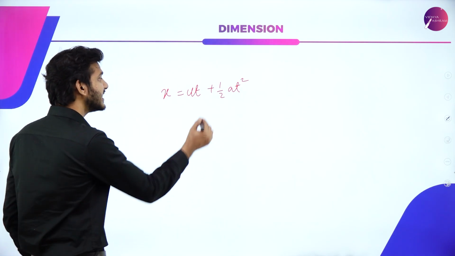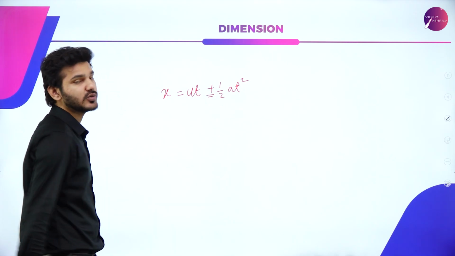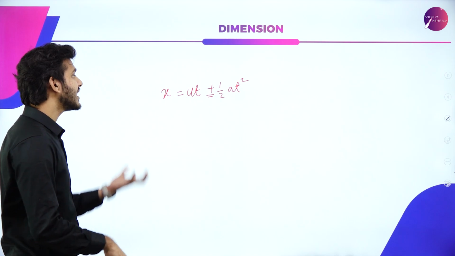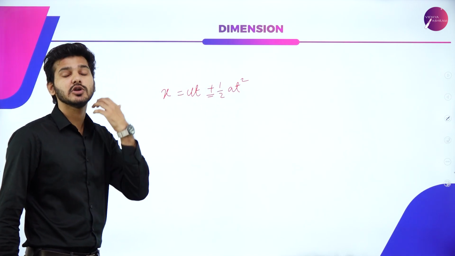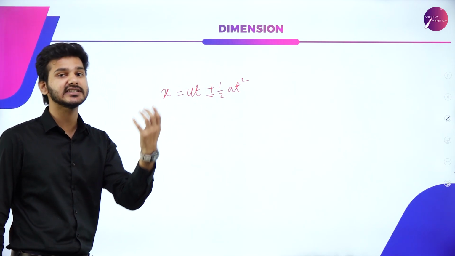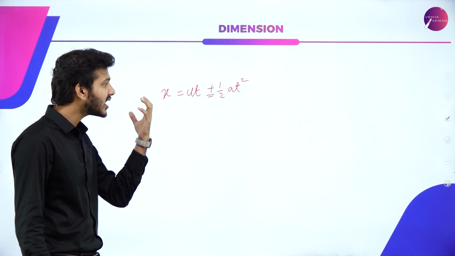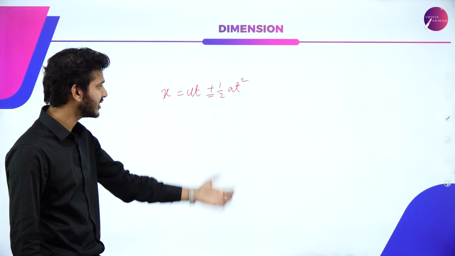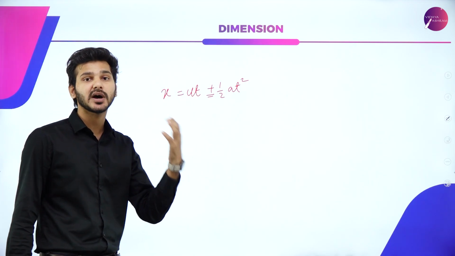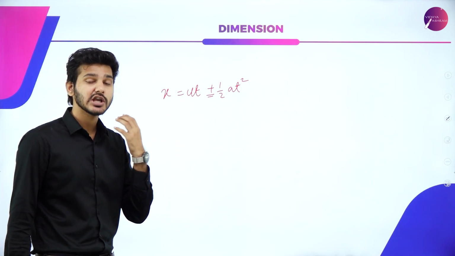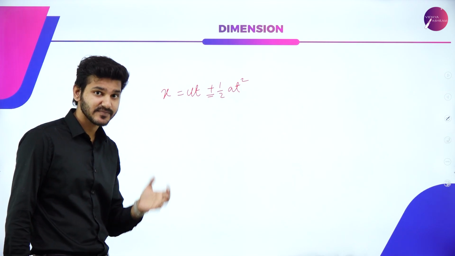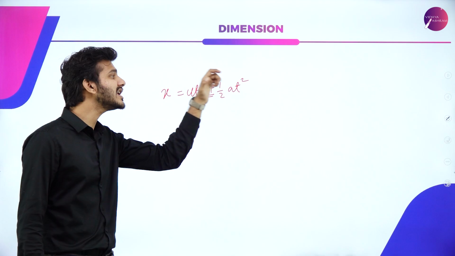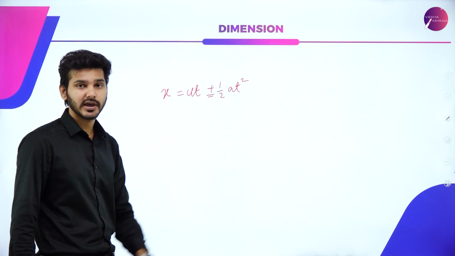But the problem is there is a plus sign in between. So what dimensional analysis states to us is that if there are numbers in between, you can ignore them. If there are constants in between, you can ignore them. If there are trigonometric functions or exponential functions or log functions, you can ignore them. And if there is a plus, minus, into or divided by sign, you just have to make sure that they are dimensionally consistent, that you can write it as ut is equal to at square.